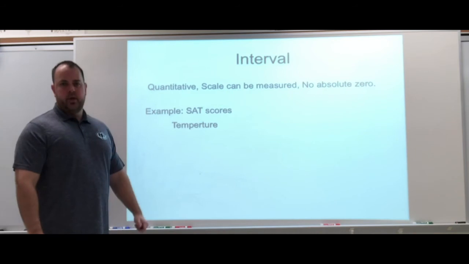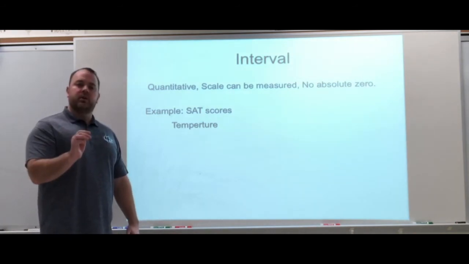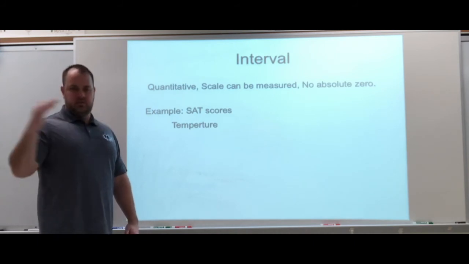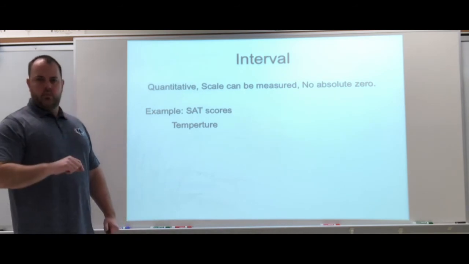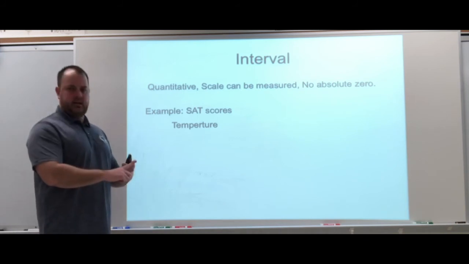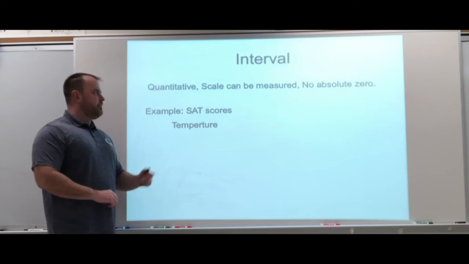For temperature, we can get negative values. Yes, it can be 0 degrees outside. It can fall right on zero, but that doesn't mean it stopped. It could still be negative values. It could be positive values. So there is going on both sides of that. So there is no absolute zero there. Quantitative data, there's a scale, but there's no absolute zero.